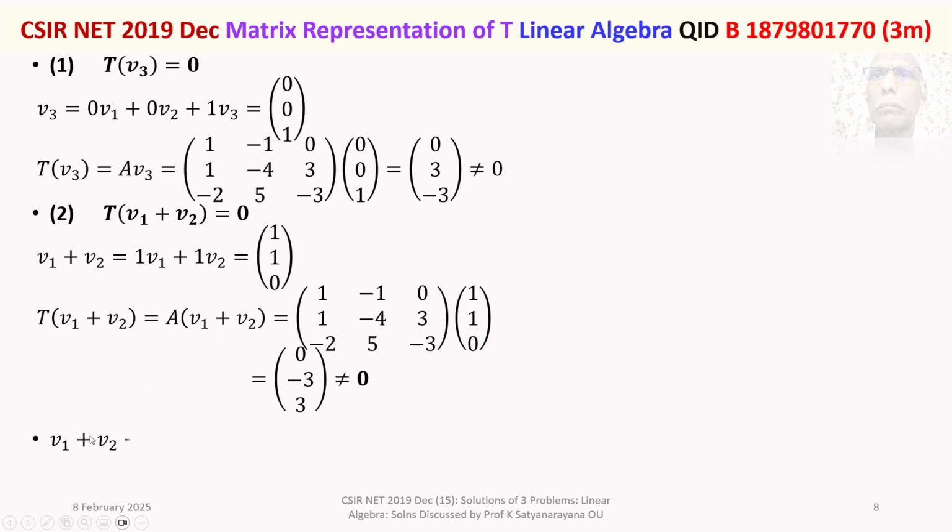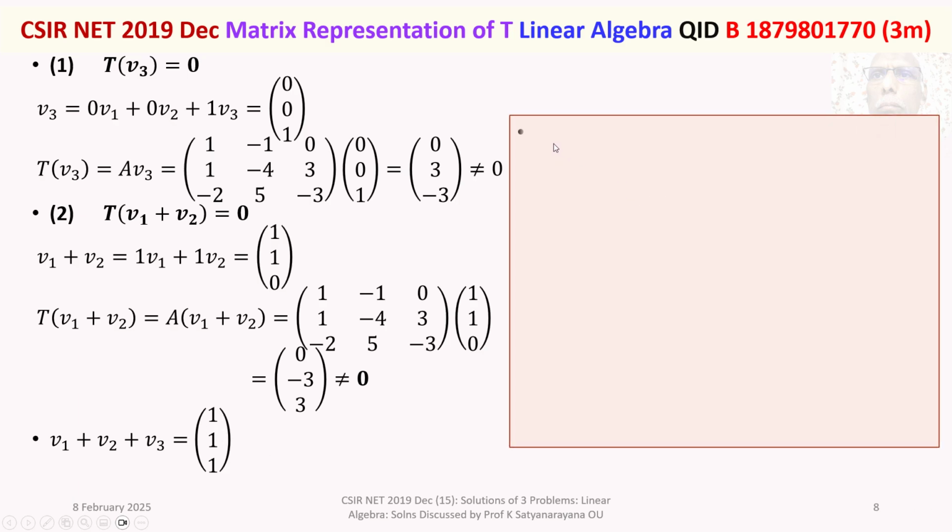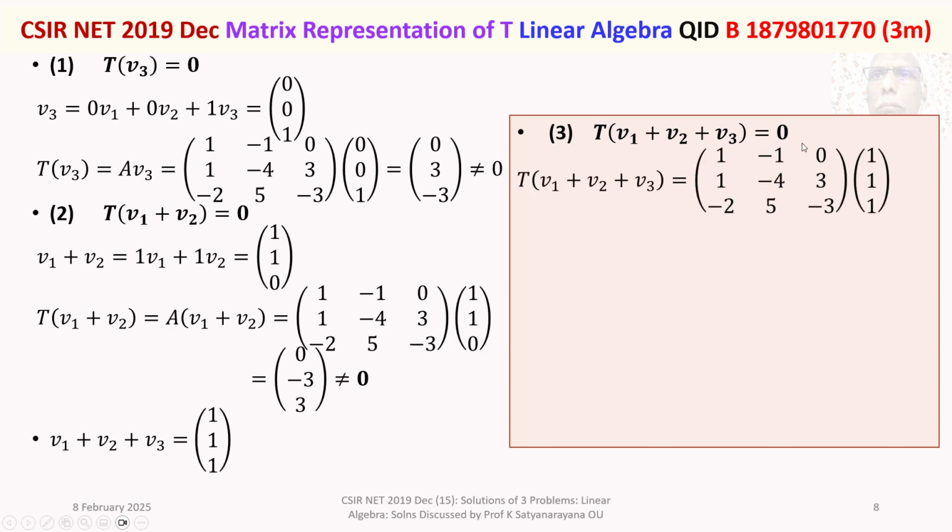Let's look at V1 plus V2 plus V3. Its column vector will be 1, 1, 1. So option 3, T of V1 plus V2 plus V3 is 0. That is the matrix multiplied by 1, 1, 1, right? If you multiply, you will get 0, 0, 0, that is the zero vector. Thus, option 3 is true.